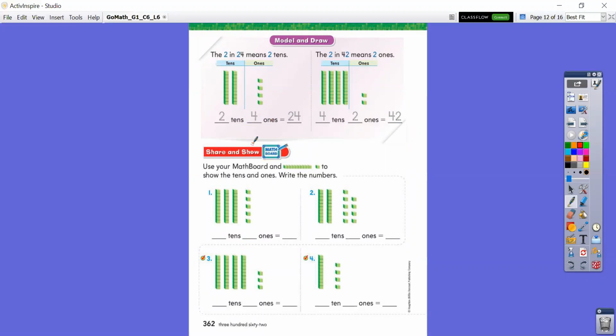Okay, so now we just need to go back, and really all you have to do is do that number squeeze. We put the 2 and 4 next to each other. Let's count it. 10, 20, 21, 22, 23, 24. And there's that number 24.